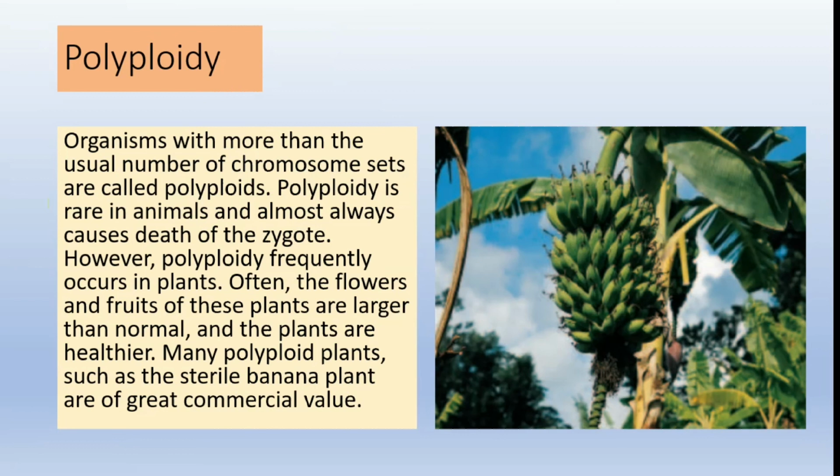Polyploidy. Organisms with more than the usual number of chromosome sets are called polyploids. Polyploidy is rare in animals and always causes death of the zygote. However, polyploidy frequently occurs in plants. Often, the flowers and fruits of these plants are larger than normal, and the plants are healthier. Many polyploid plants, such as the seedless banana plant, are of great commercial value.